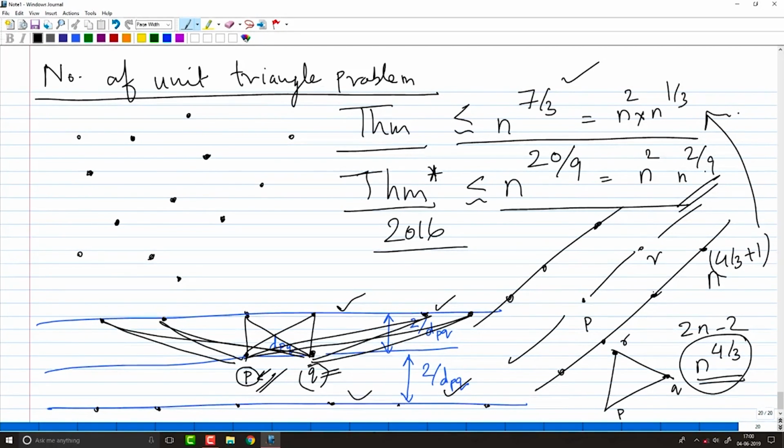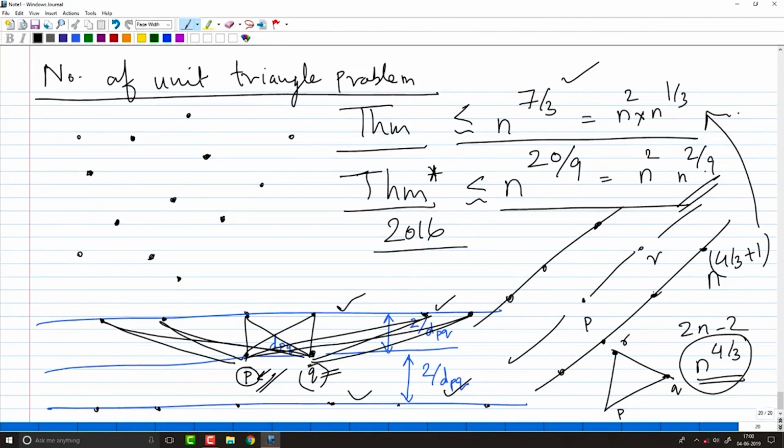So okay, what did I prove? I proved that if I fix a point P, the number of unit area triangles I can get with this as one of the vertices is n to the power 4 by 3. This is what we have basically proved. Oh, for a single point. So that is how we got the single point.